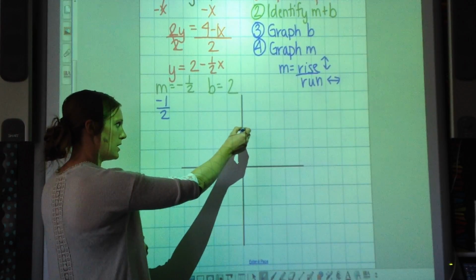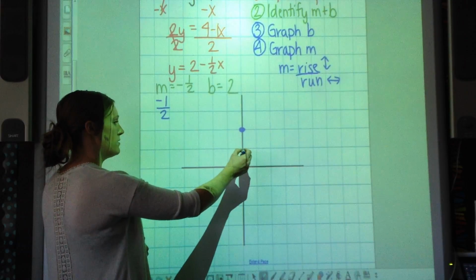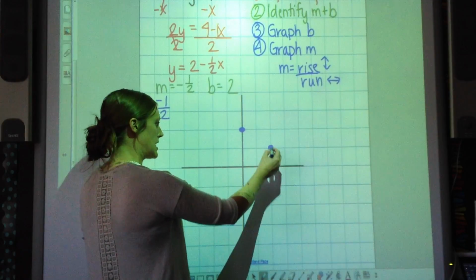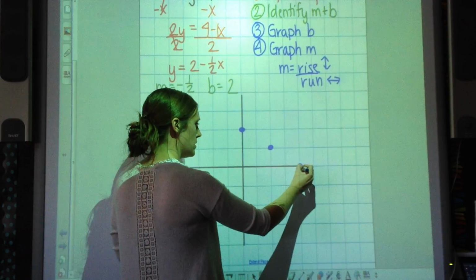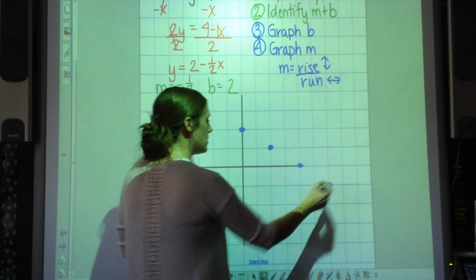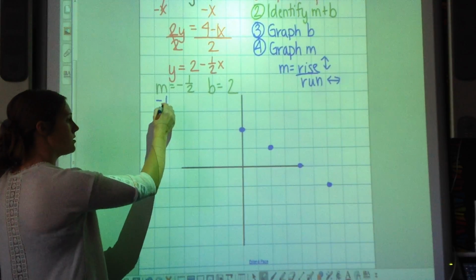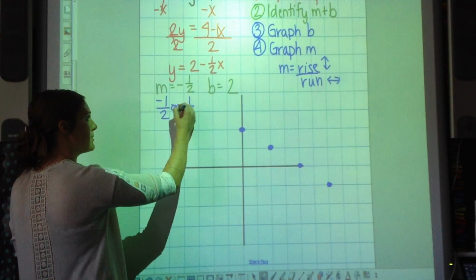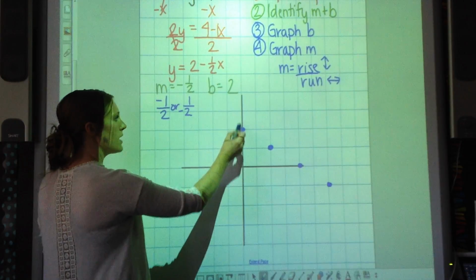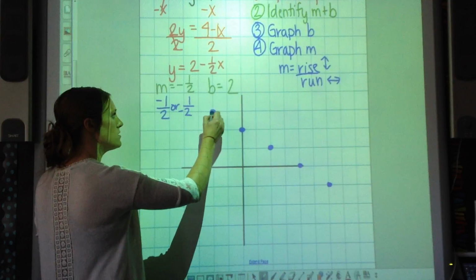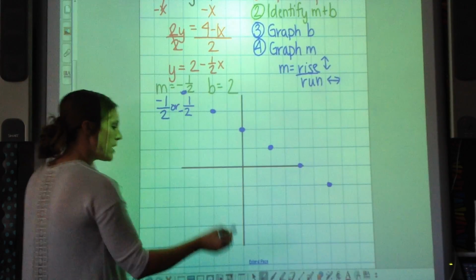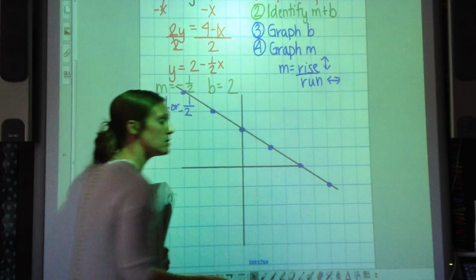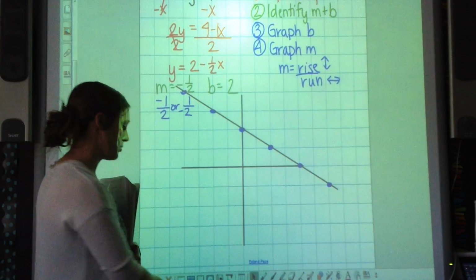So I start at the beginning point. Down 1, to the right 2. Okay, I'm going to draw a couple more. Down 1, to the right 2. Down 1, to the right 2. Or, if I run out of room that way, I can move the negative to the denominator. Look what that says. That says up 1, to the left 2. It's just a continuation of my line. So it does not matter where you put that negative as long as it's in one place or the other, not both.